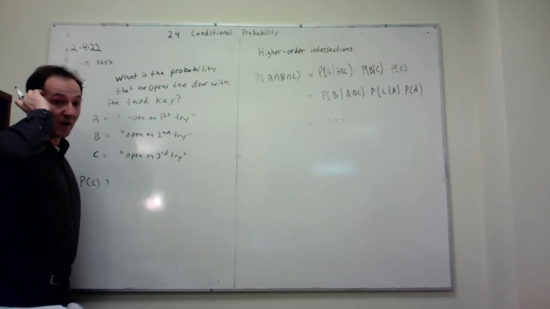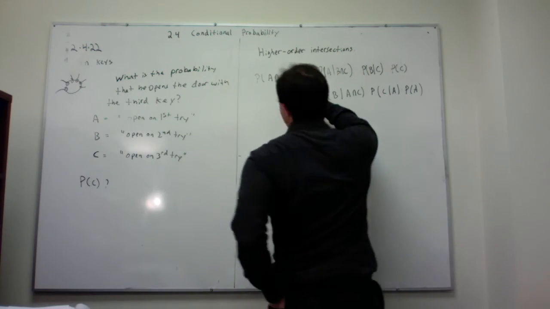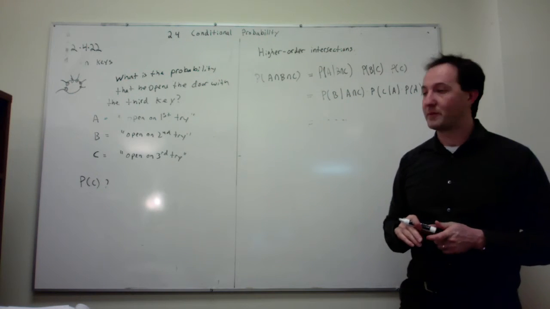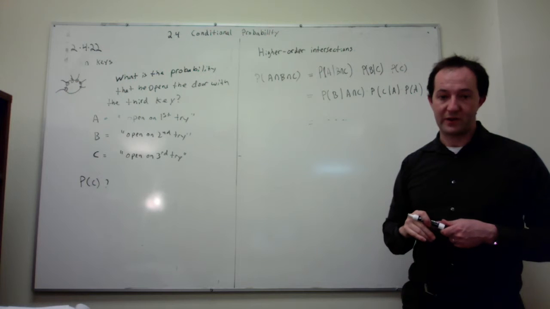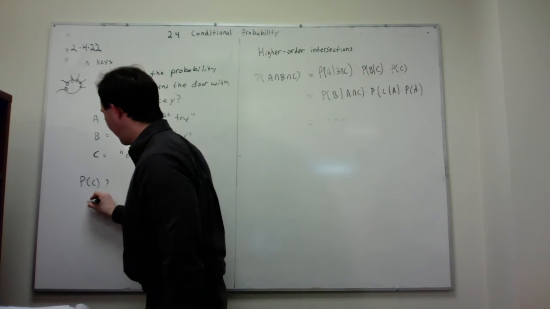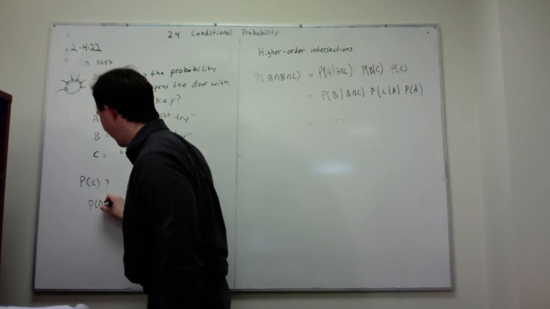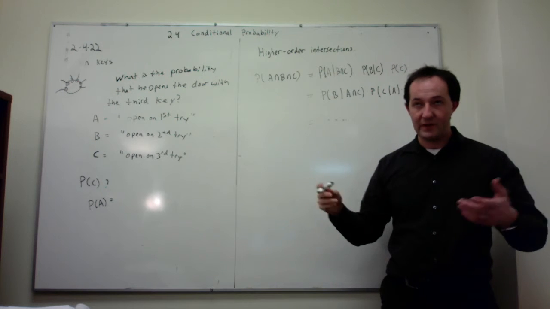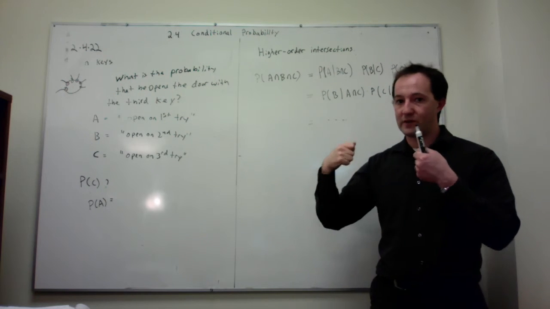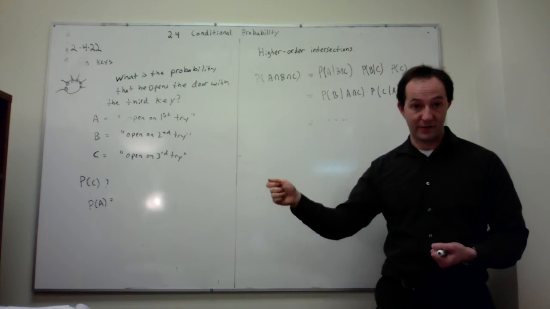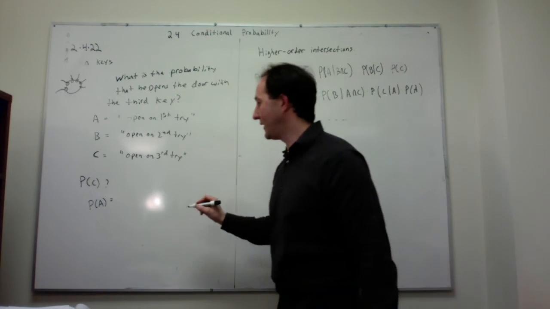Here's how we can use the sequential structure of conditional probability to answer the question. Maybe we can build this up first. First of all, what is P of A? Well, he's going to always try once, and he has a 1 over n chance of opening the door on the first try. So P of A is 1 over n.